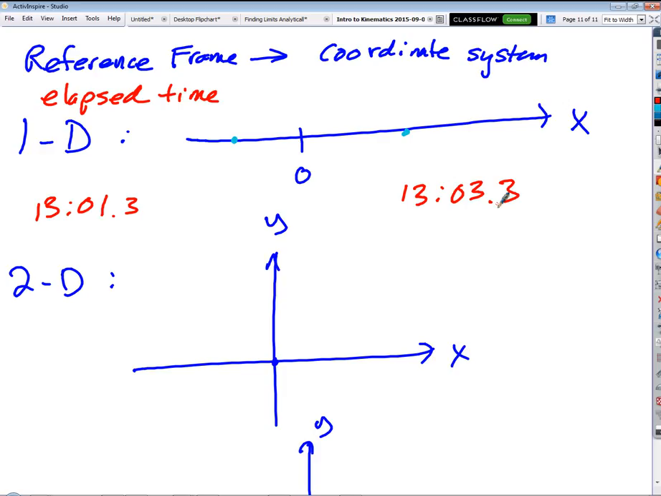So let's look at a couple examples of this. Let's talk about position. We're going to start in just 1 dimension. 1 dimension, it's pretty simple. My position is just where I am relative to 0. Okay? Let's make 0 right here, and let's say that I'm starting at 1 meter to the left of 0. Okay, what's my position then, do you suppose?